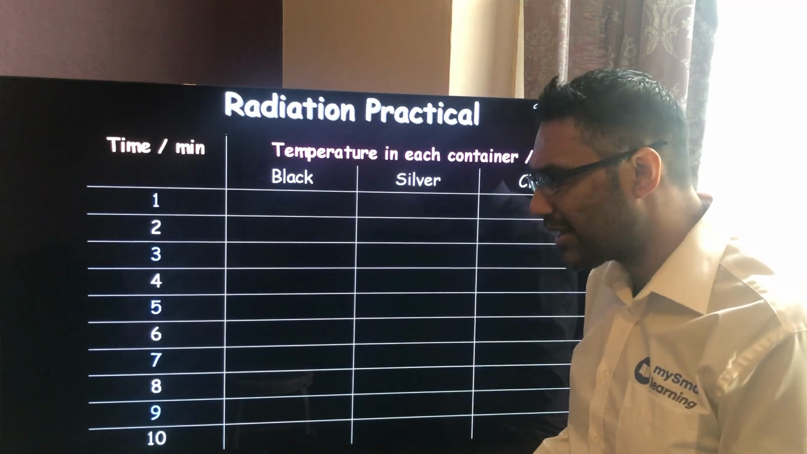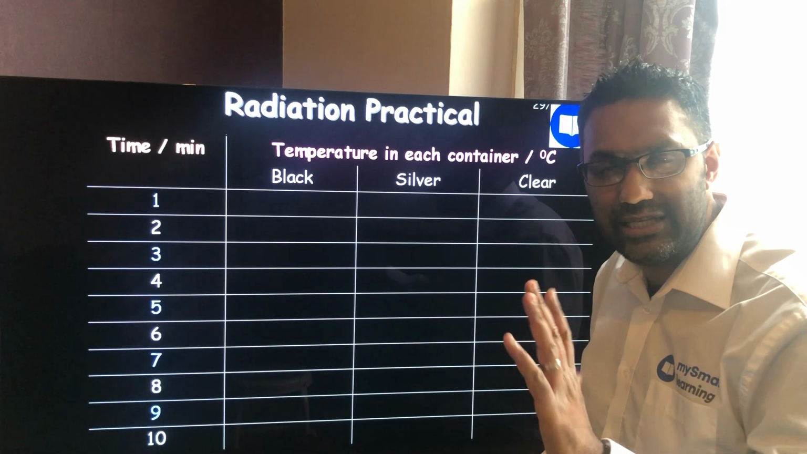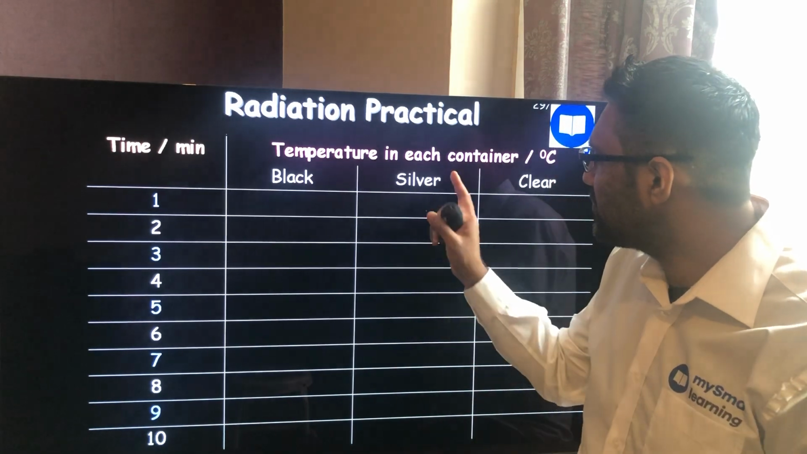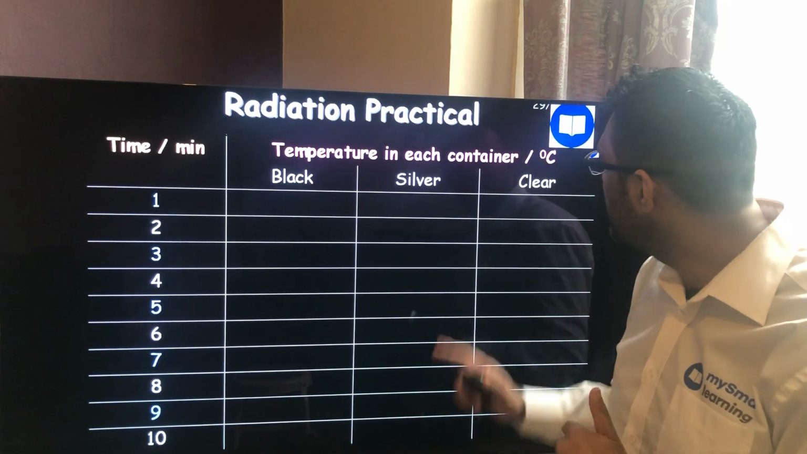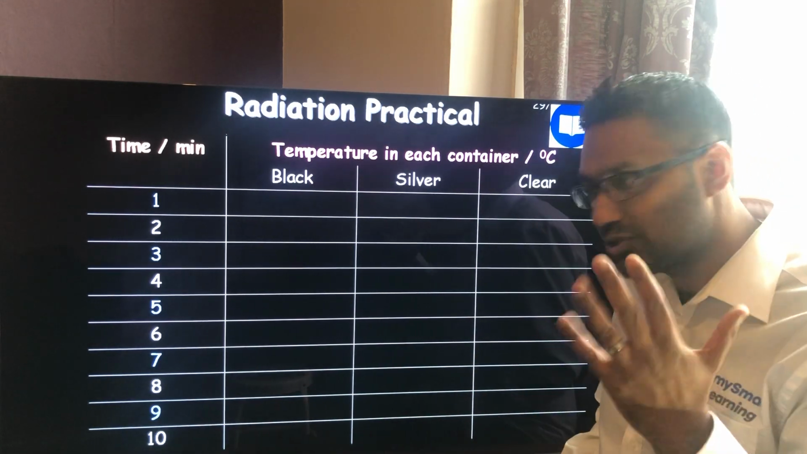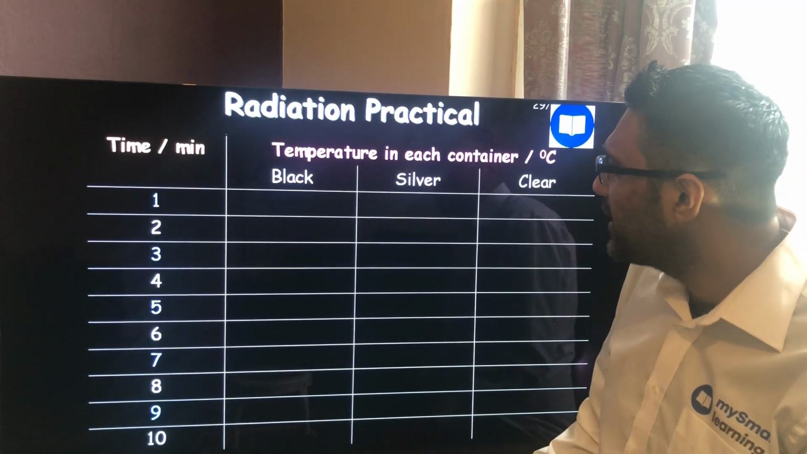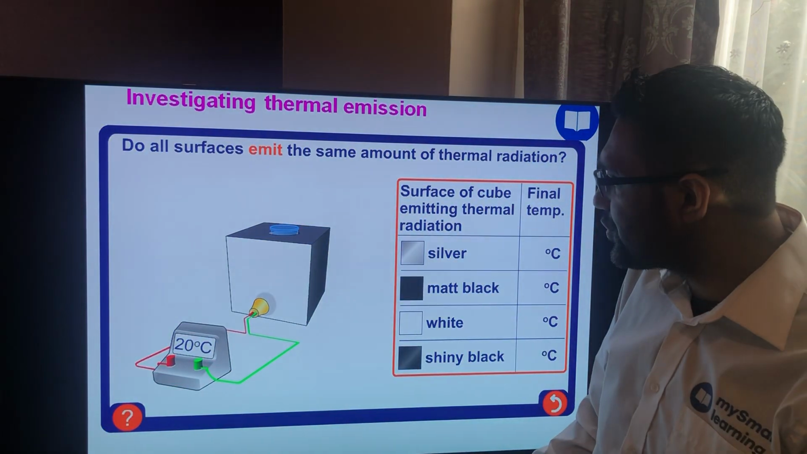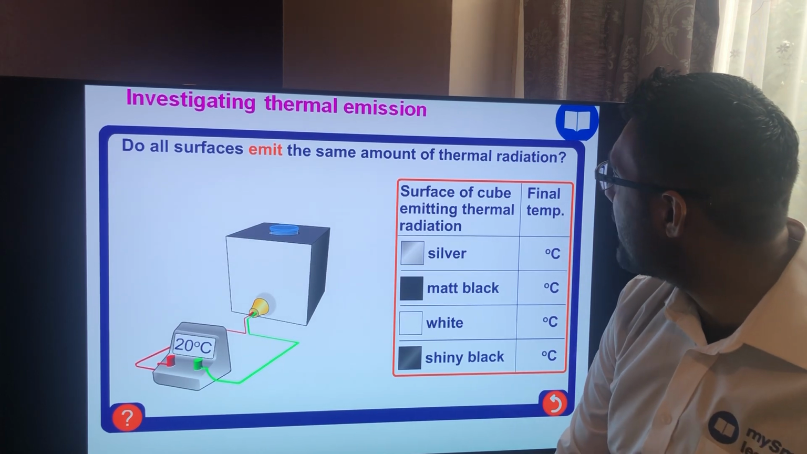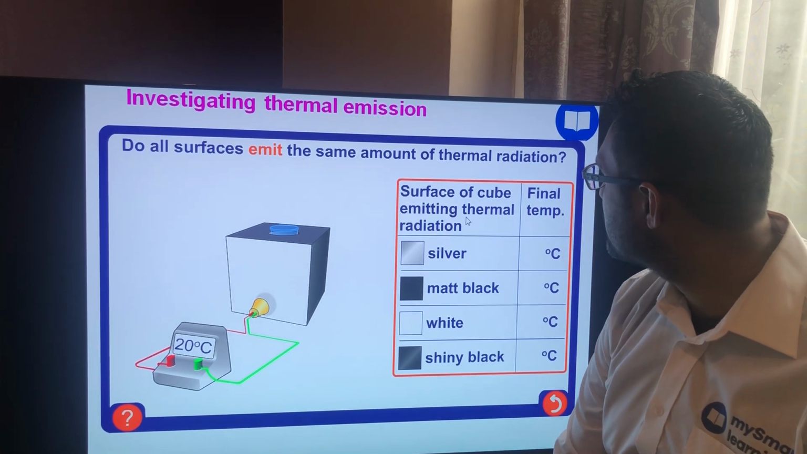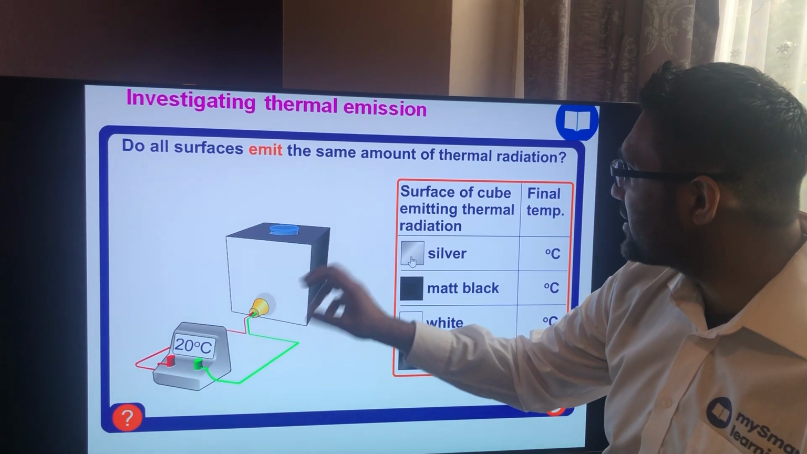Now what do I mean by matte black? Matte is when it's like a dusty black. Shiny black is when it's got a sheen, a gleam to it. Okay? Then you've got matte silver and shiny silver, like a polished silver. And then you've got either matte white or shiny white, or you can have a clear one. And you can measure the temperature over time. Now, two little practicals then. So here is a practical here. Do all surfaces emit the same amount of thermal radiation? Okay, so this one is about emission.